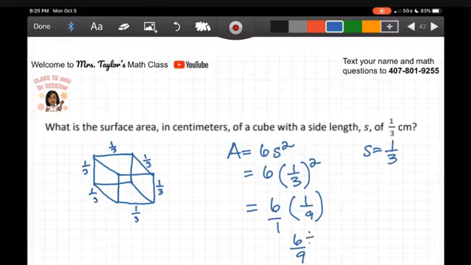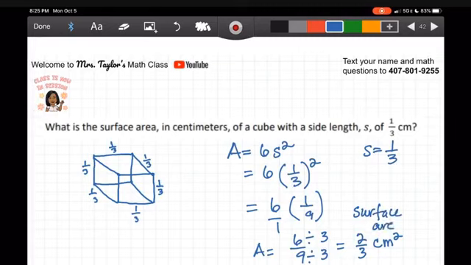I can simplify my fraction to be 6 divided by 3 and 9 divided by 3. And so my area is going to be equal to 2/3. And in this case, it's going to be 2/3 square centimeters. That is going to be my surface area. Is this right here? Alright, let's keep going.